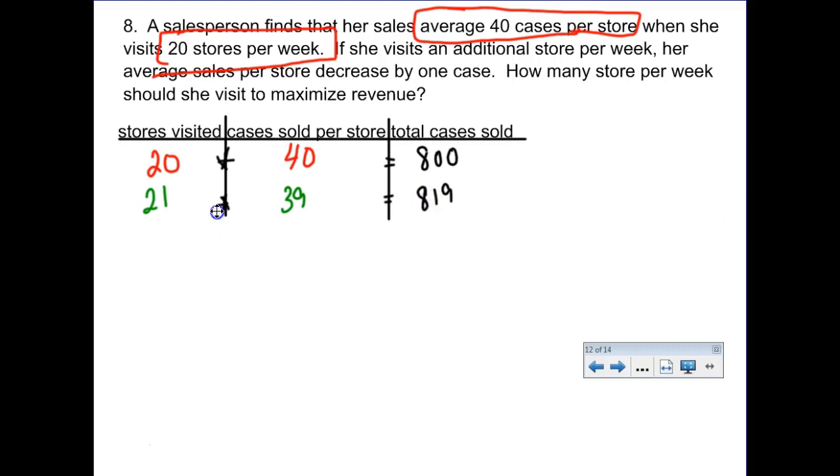And we could continue on doing this pattern. You know, she went to 22 stores. She'd be selling an average of 38 cases per store. So if we multiply that together, we'd get 836. Right? Are you checking my math? Because this gets really scary if you're checking my math. Or not checking my math.